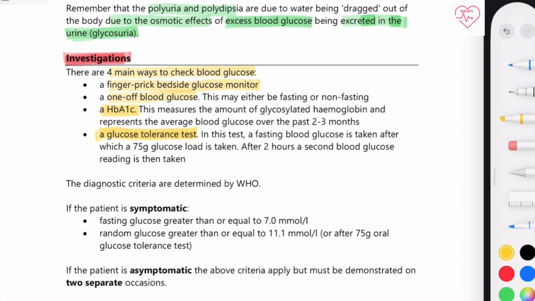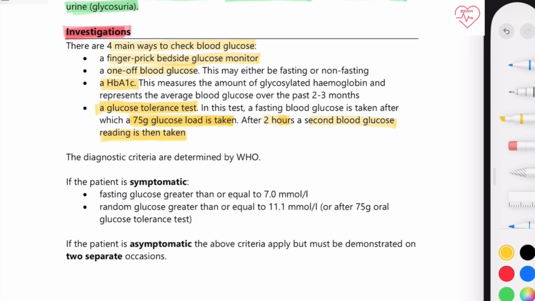We learn these things but we don't know exactly what this is going to measure. That's why I'm repeating it from the basics, so you get to learn each and everything. Okay, a glucose tolerance test. In this test, a fasting blood glucose is taken, after which a 75 gram glucose load is taken. After 2 hours, a second blood glucose reading is then taken. So we have to check the glucose tolerance test.